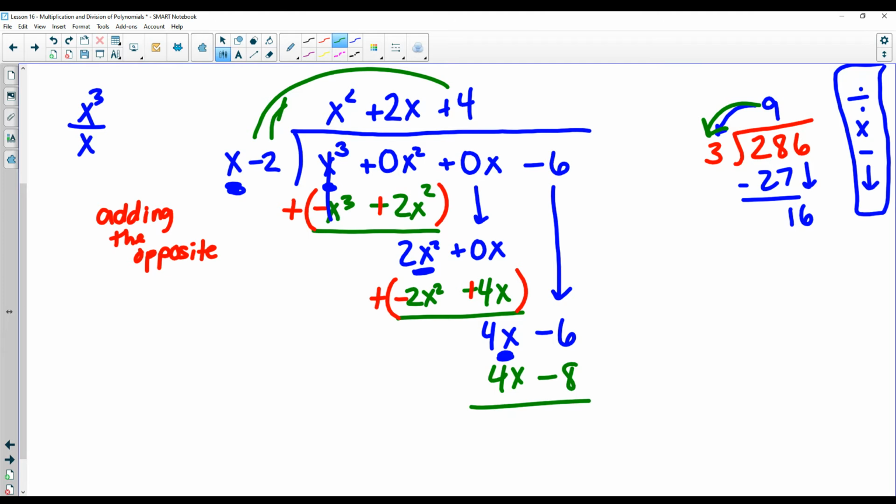What's the next step, guys? Subtract. So here we go, subtract. Subtracting means adding the opposite. The opposite. I just changed the signs. Let's add. First terms are always going to drop out if you're doing this right. Okay, and then add the next terms, negative 6 and positive 8. Last step is to bring down. Oops, we're done. There's nothing to bring down. So this is the remainder.